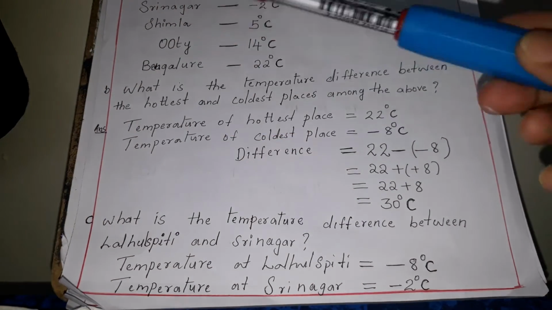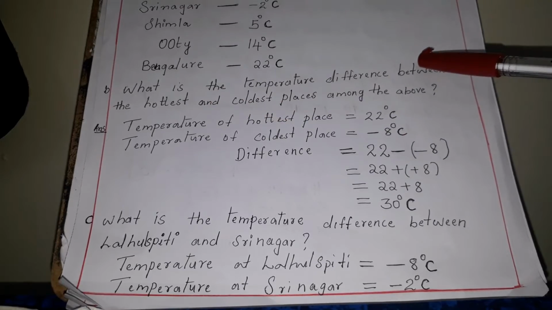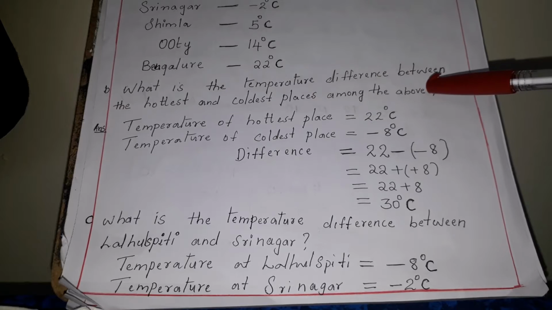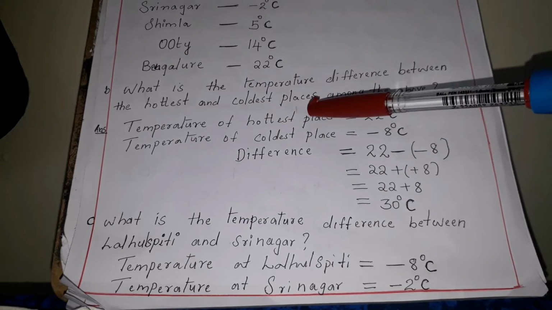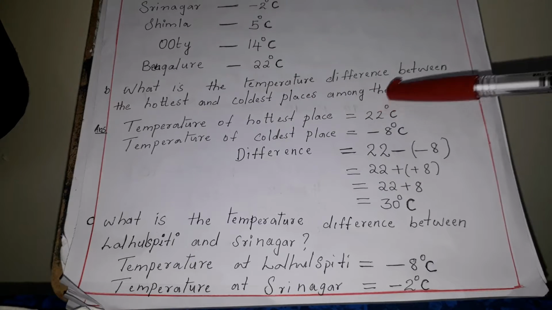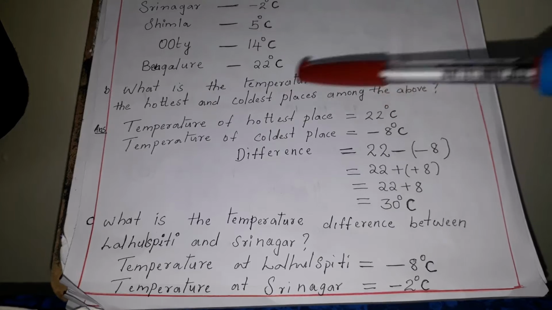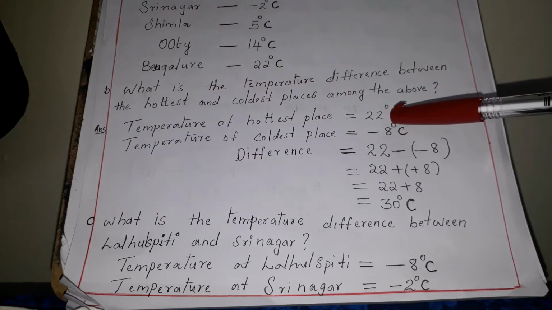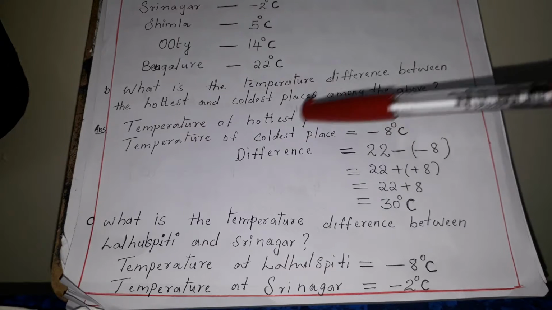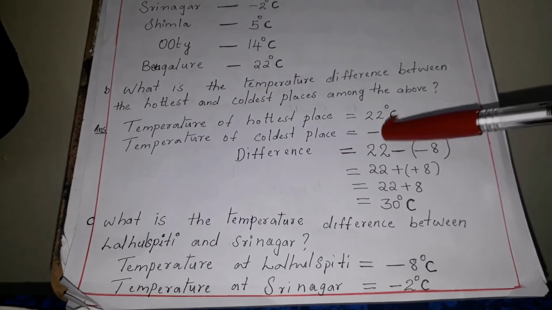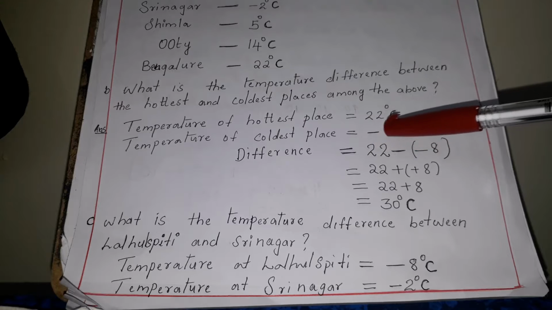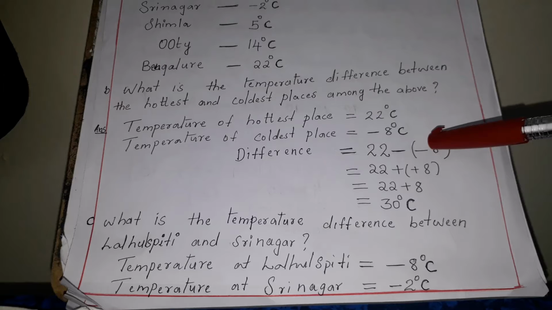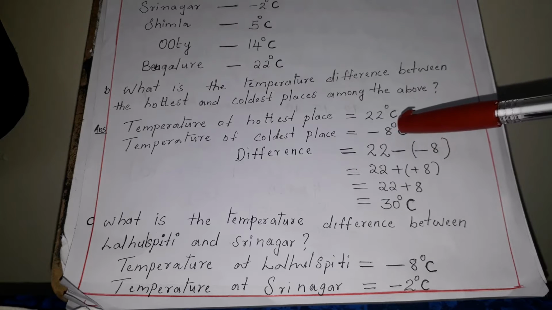Bit B. What is the temperature difference between the hottest and coldest places among the above? Temperature of hottest place is equal to 22 degrees Celsius. Temperature of coldest place is equal to minus 8 degrees Celsius. That is Lal Spiti. Difference between 22 degrees Celsius minus of minus 8. Okay.